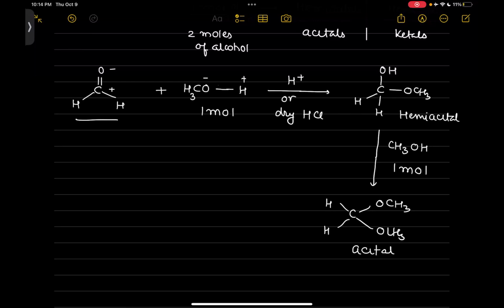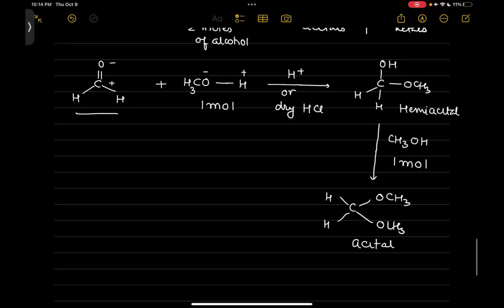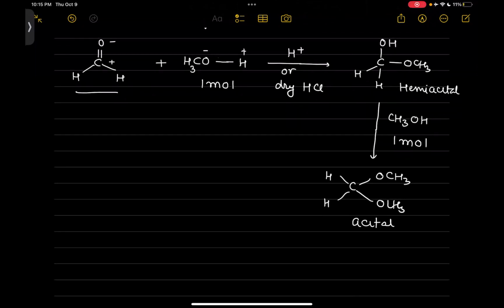Let's see how we can get the ketal. Ketal means the name indicates that it has been formed from a ketone. Got it? That's what ketal means. It has been formed from a ketone. So let's take a ketone, and let's take any alcohol.